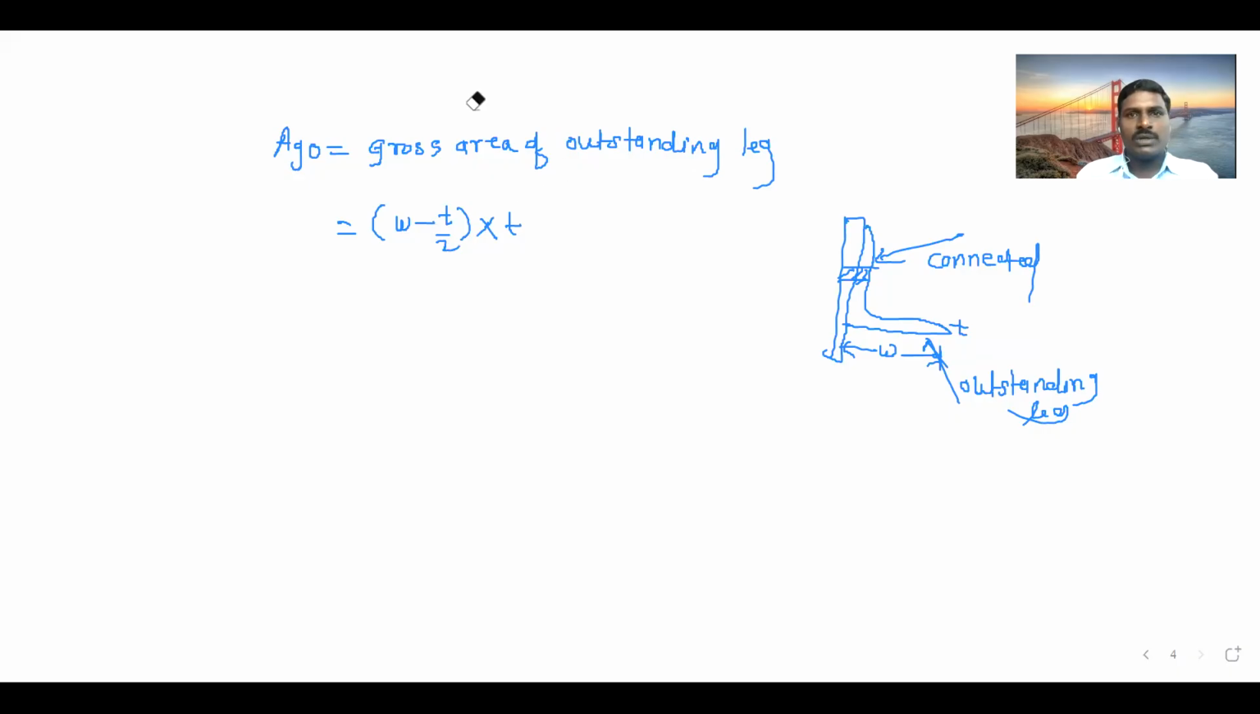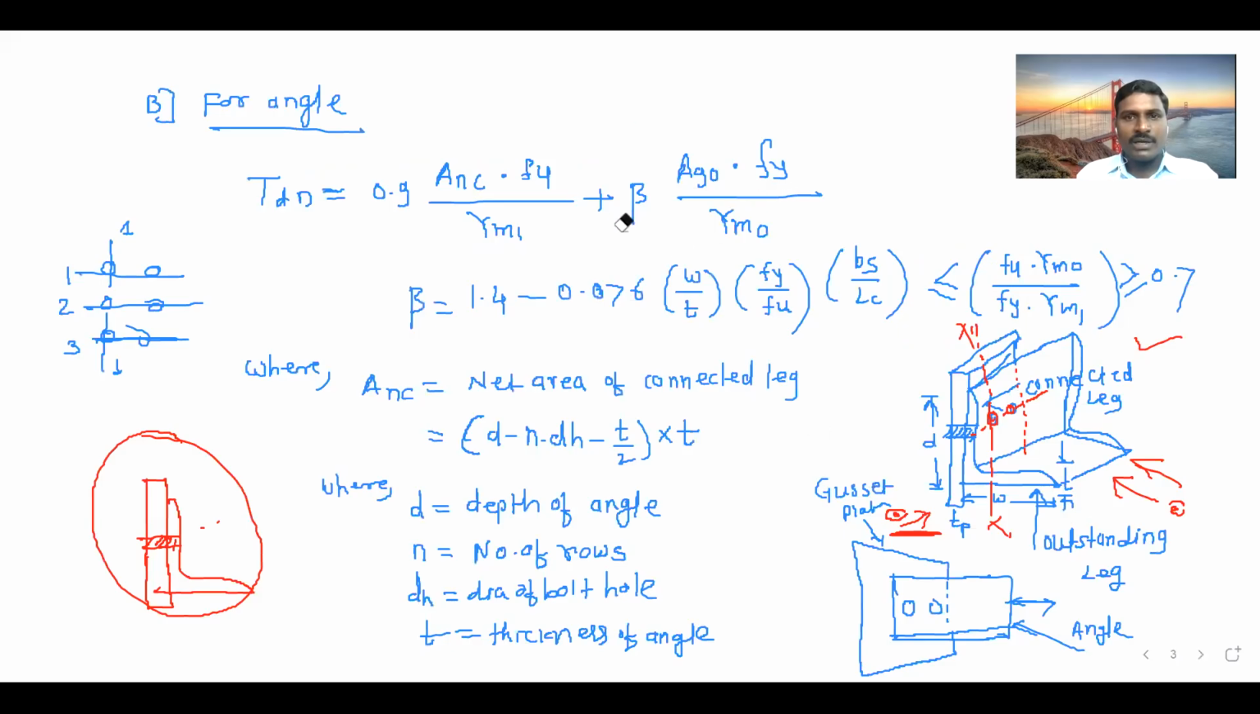Okay, so again we have to know this BS and LC. We have a time limit now. For the BS and LC, in the beta formula, this BS and LC is there. For that we require more time. So ANC and AGO, these two things we have calculated here. Other things you know: FU, FY, gamma M1, gamma M0.